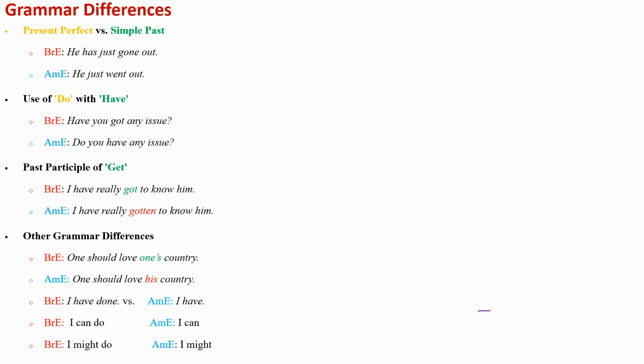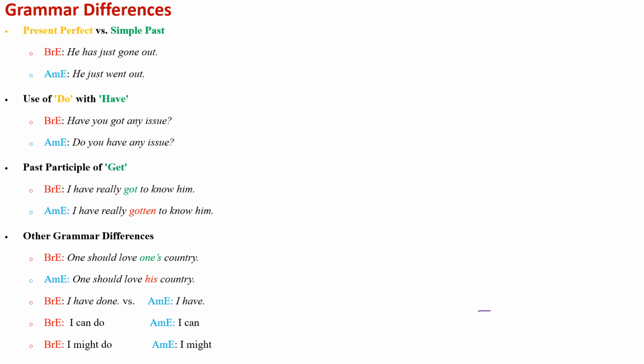Just now we have learned that the major differences between these two varieties of English can be grouped under four categories: grammar, vocabulary, spelling, and pronunciation. So let us learn the differences of grammar between American and British English. First point: British people use present perfect tense, whereas the Americans use simple past tense.